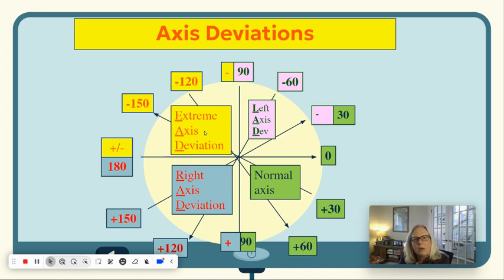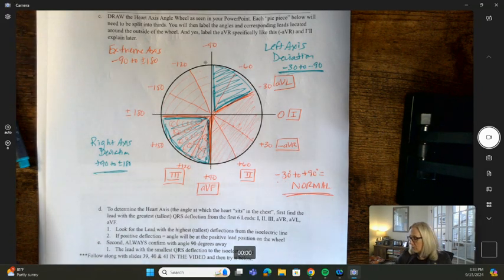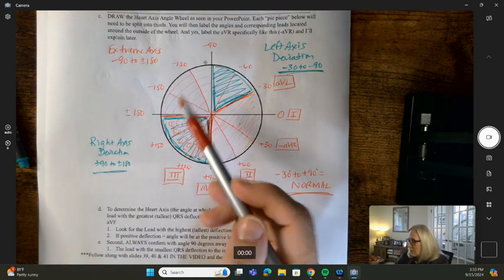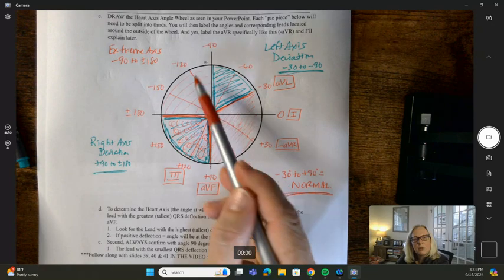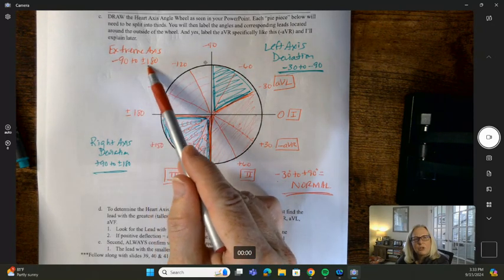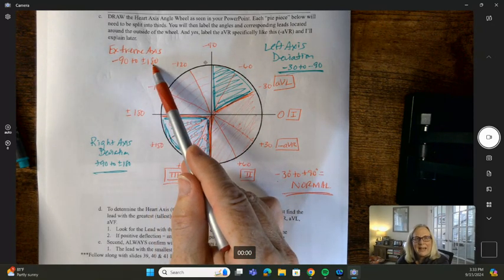So what you're writing down is you're kind of shading this area, and you're writing down negative 90 to plus or minus 180 equals extreme axis deviation. And again, I will show you my lovely drawing, which is not so lovely, but it gets the point across, I hope. I don't know why it jumps like that between everyone, but it does. Okay, so here's my extreme axis deviation, and I did color it in just a little bit differently than the other one, and it's negative 90 to positive or minus 180.